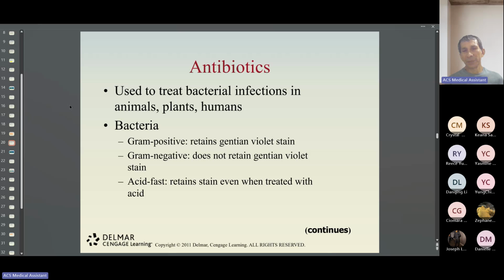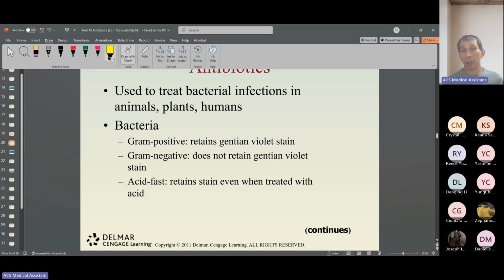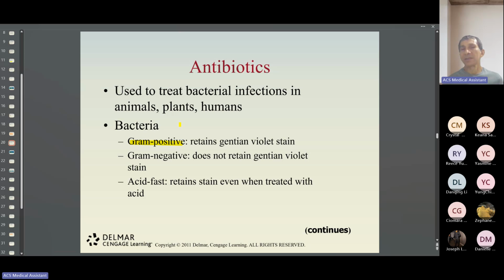So we have 2 types of bacteria, gram-positive and gram-negative. Now, pay attention to this because we talk about Streptococcus, Staphylococcus. Gram-positive is Staphylococcus. Gram-negative is Streptococcus. So that's basically what it is. Don't worry about anything else. These are the things that you should be familiar with.